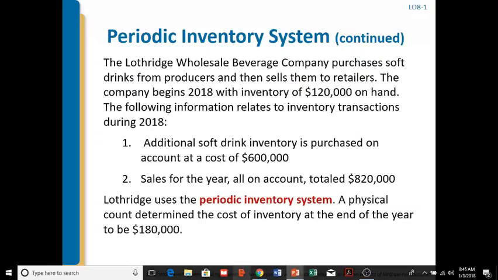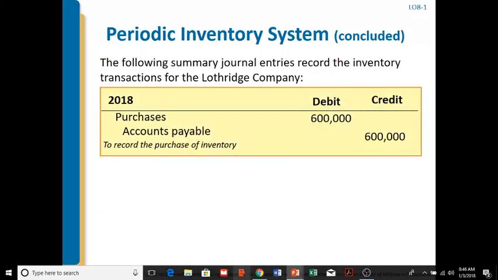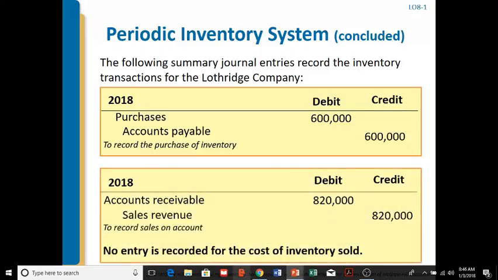So here we have an example, same example, starting with 120,000 on hand in inventory, buying 600,000. So they've got 720 available for sale. They sell 820, meaning, well, at the end of the fiscal year, they've got 180 still. So what do we have to do? Well, we've got to back out our beginning inventory and replace it with ending inventory, because we have no adjustments made to cost of goods sold during the year.